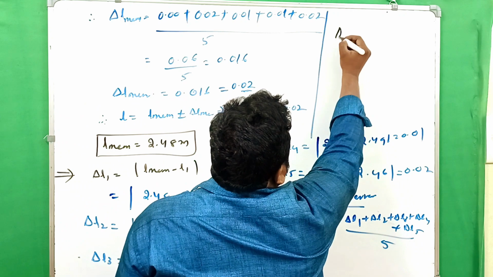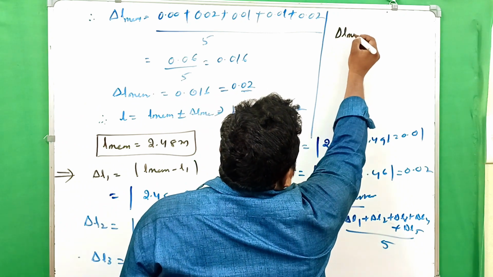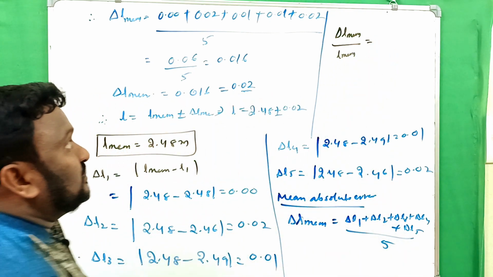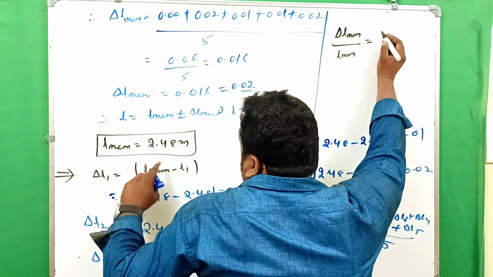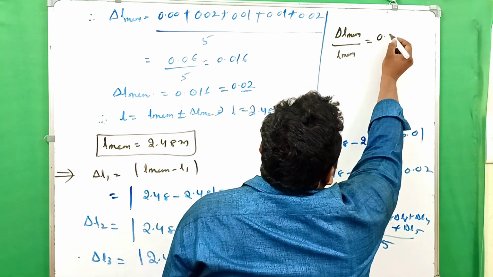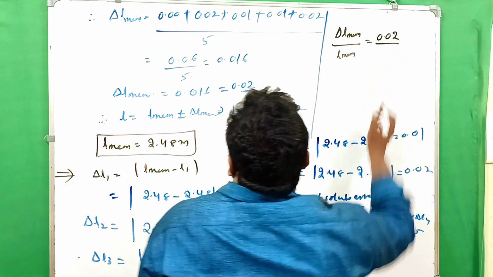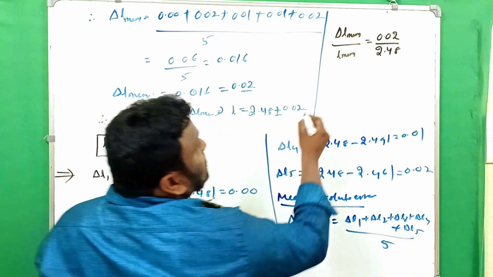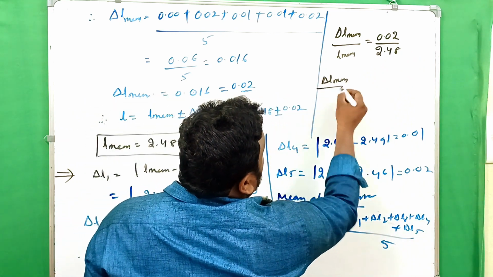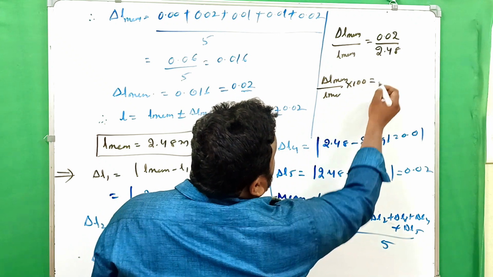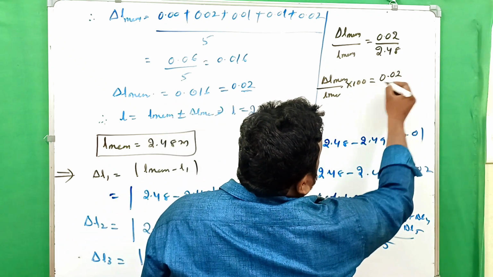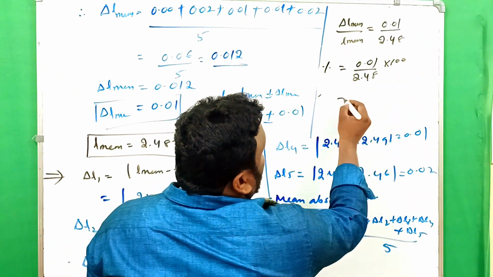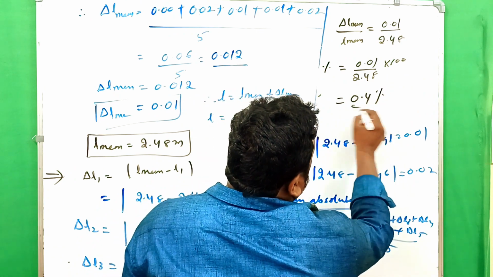Relative error is delta L mean by L mean, the fractional value. Clear? So relative error is 0.02 by 2.48. Percentage error is delta L mean by L mean into 100, that is 0.02 by 2.48 into 100. Clear? Then we will get 0.4.